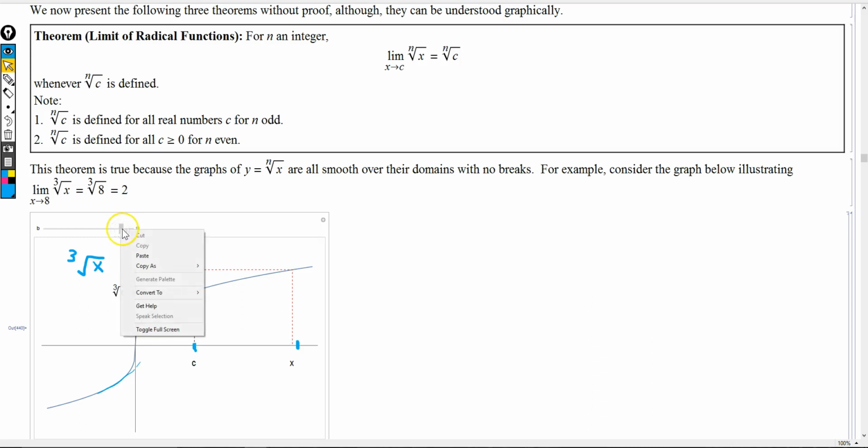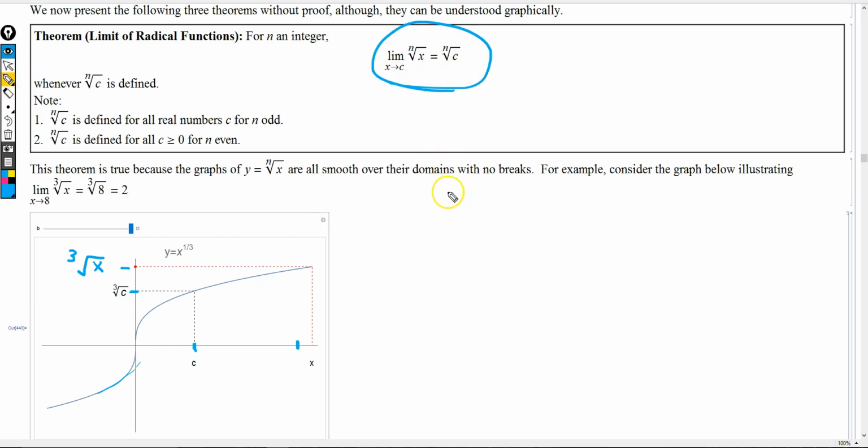to grab that thing there. Well, just have to use my mouse. As I let x slide towards c, the f of x, or the cube root of x, is approaching the cube root of c, right? And from the other direction as well. Okay? As x approaches c, cube root of x approaches cube root of c. Okay, so this up here is true because the graph of the nth root of x is a smooth graph. Doesn't have any breaks in it.